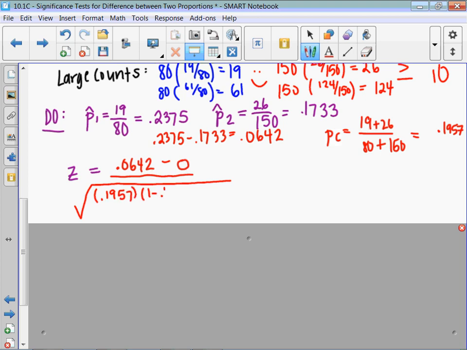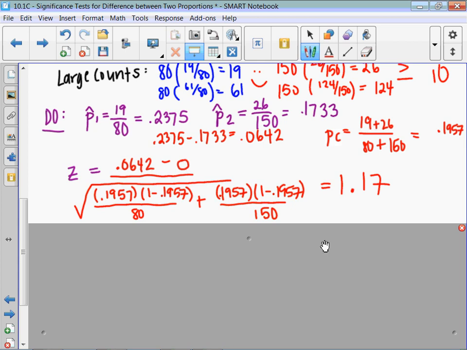times 1 minus 0.1957 divided by n1, which is 80, plus same number, 0.1957, 1 minus 0.1957, and this time divided by 150. So this gives me a z-score or a test statistic of 1.17.